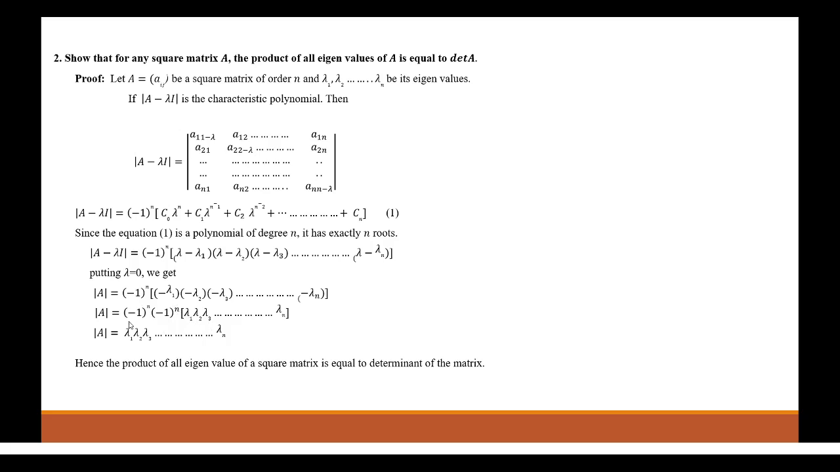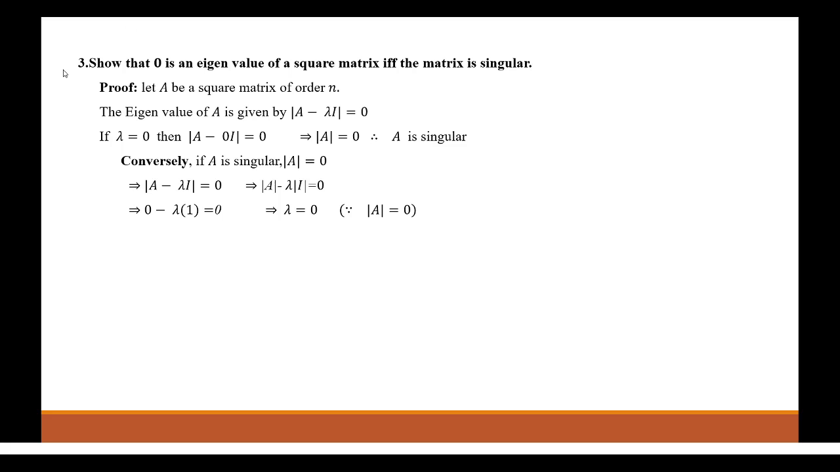Finally, this will become positive, then the determinant of A is equal to lambda 1, lambda 2, ..., lambda n. Yes, the product of all eigenvalues of a square matrix is equal to the determinant of the matrix A. Next, we move on to property 3. Show that 0 is an eigenvalue of a square matrix if and only if the matrix is singular.